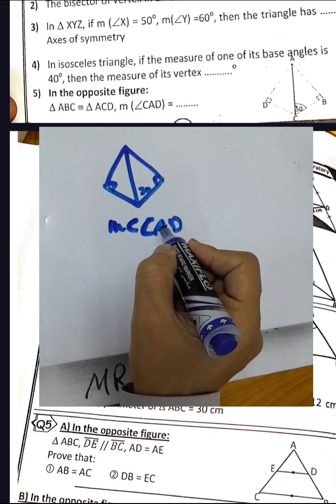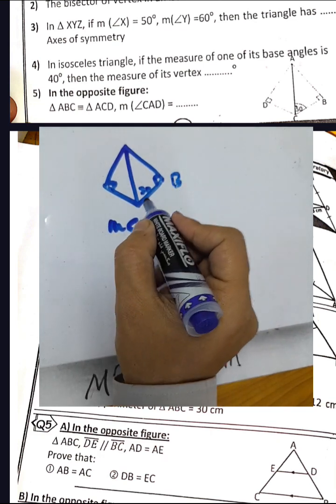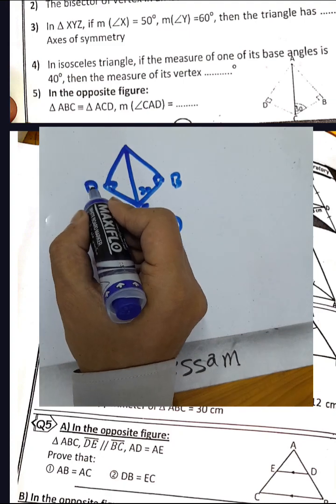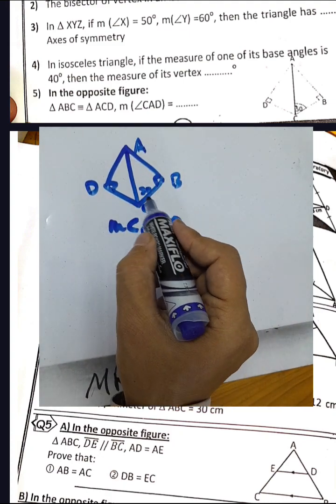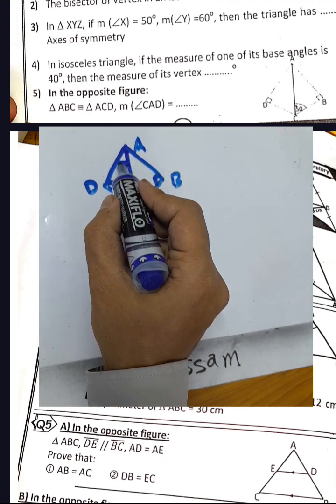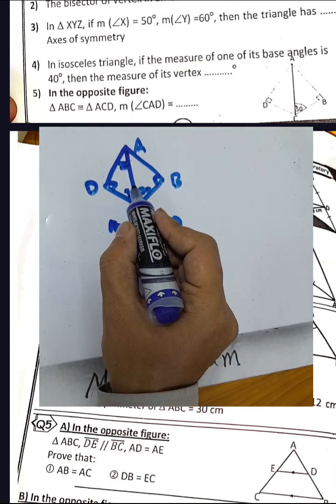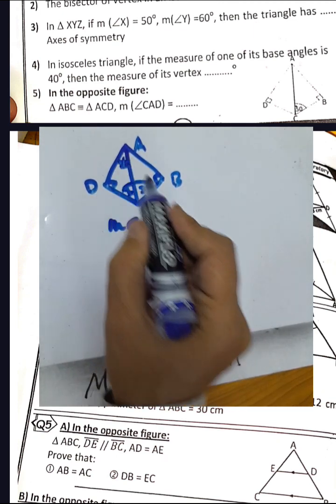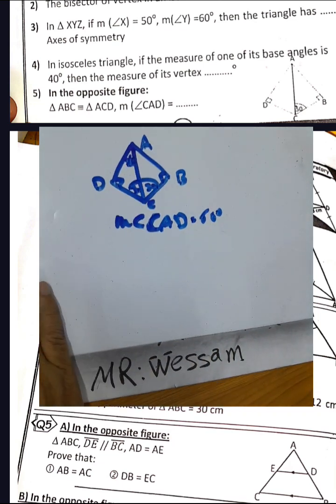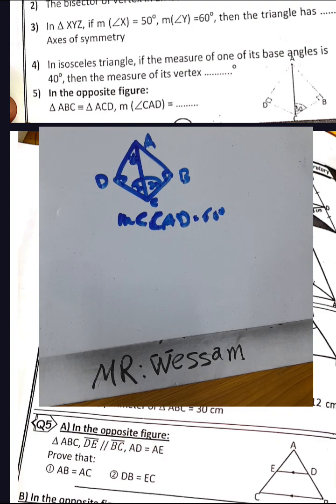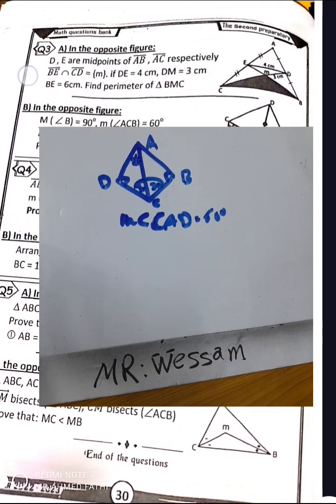CAD. We have here P, C, and D, and this angle CAD is 30, and 30 because they are congruent. Then the measure of the angle here will be 60 degrees: 30 plus 90, subtracted from 180, the result will be 60 degrees. Okay, now we will prove that.